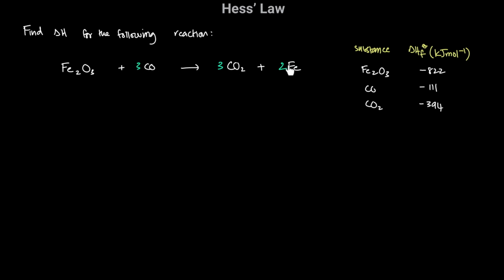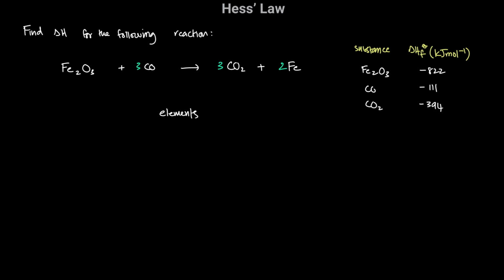We know that the enthalpy change of formation for iron metal is 0, because iron metal is an element. The enthalpy change of formation for elements in their standard states is 0. We know that the enthalpy change of formation is the enthalpy change when 1 mole of a substance is formed from its constituent elements. So we've been given information about the enthalpy change when Fe2O3 is formed from its elements, carbon monoxide is formed from its elements, and carbon dioxide is formed from its elements. For iron, obviously, that's just 0.